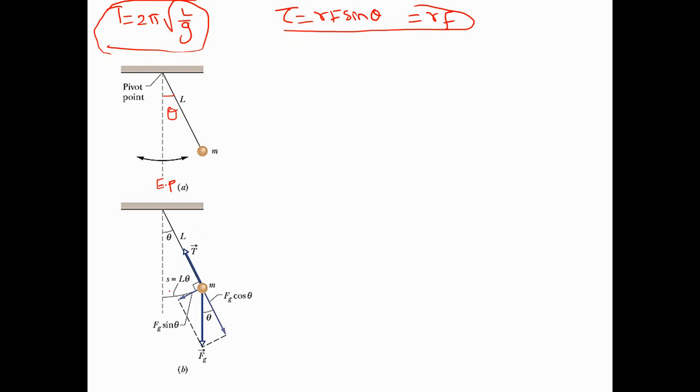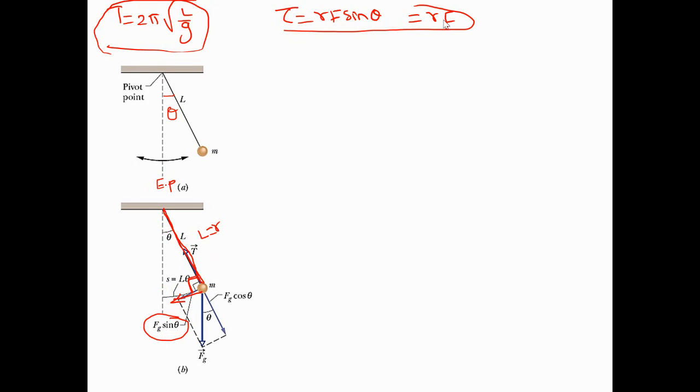When you take the bob with a small angle, this is the length of the string. So my length here is taken as R. And what is the force? Only in this direction the bob will be moving. So my force is Fg sine theta. What is the angle between this R and F? 90 degrees exactly.